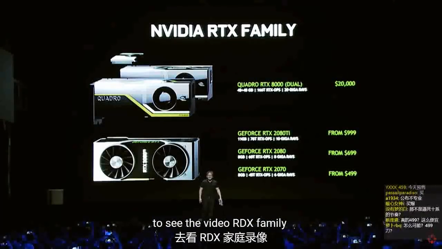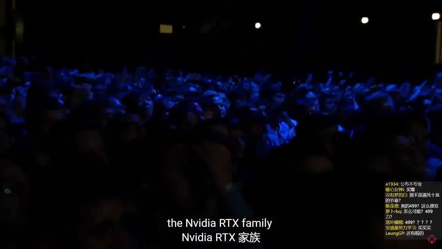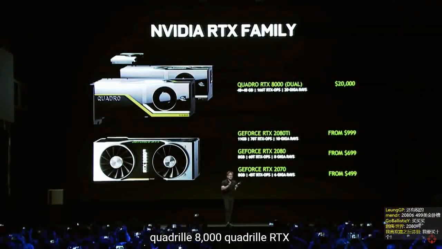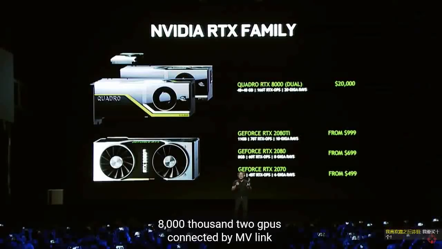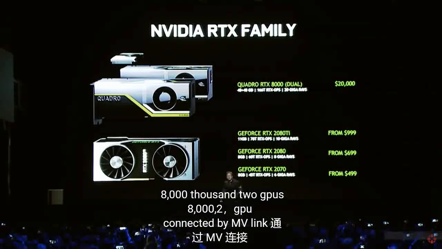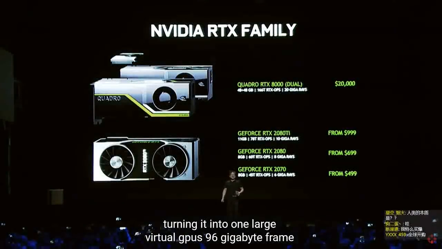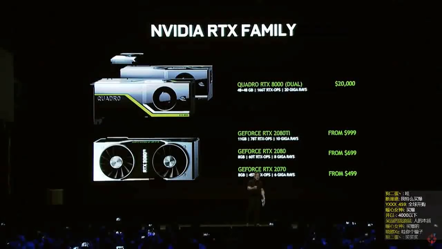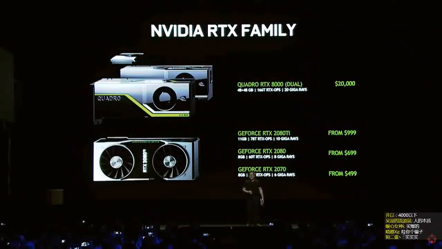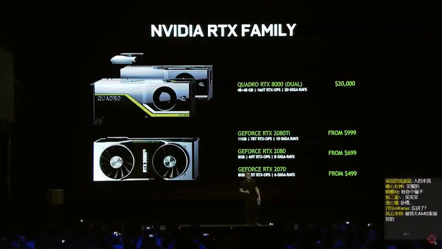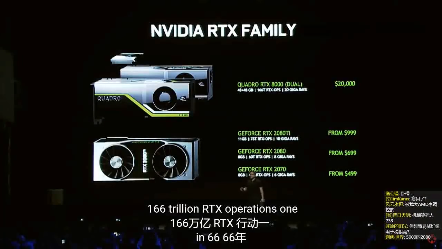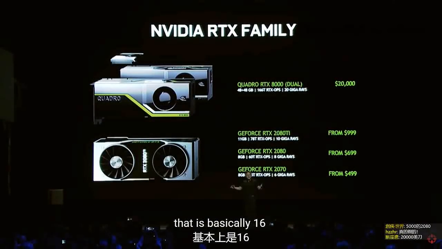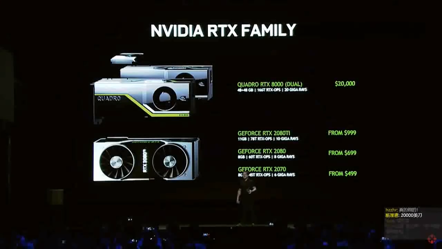The NVIDIA RTX family. Quadro RTX 8000. 2 GPUs connected by NVLink, turning it into one large virtual GPU. 96 gigabyte frame buffer. 166 trillion RTX operations. That is basically 16 Titan X's in one PC. $20,000.